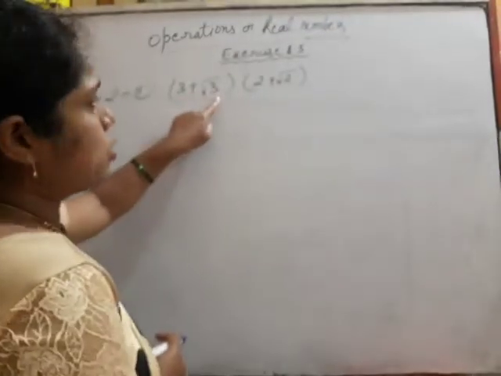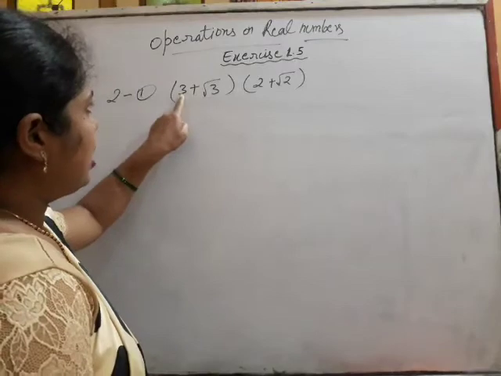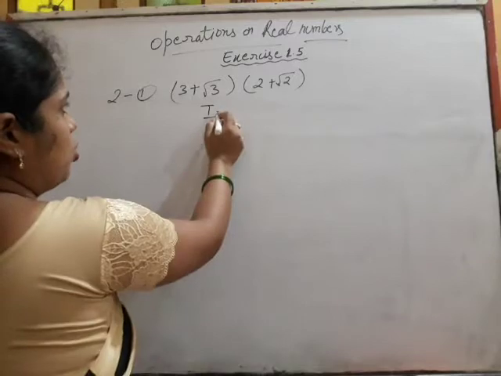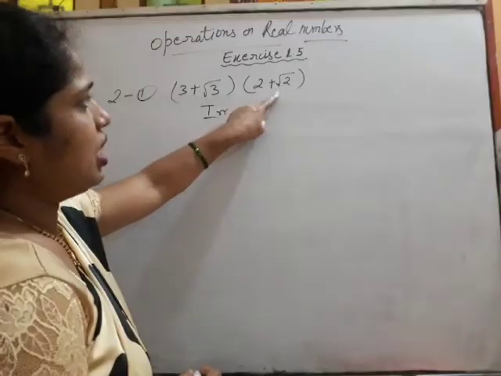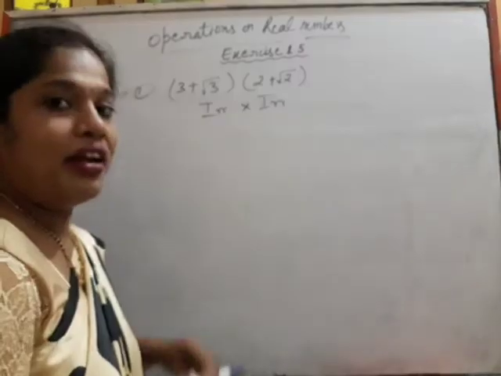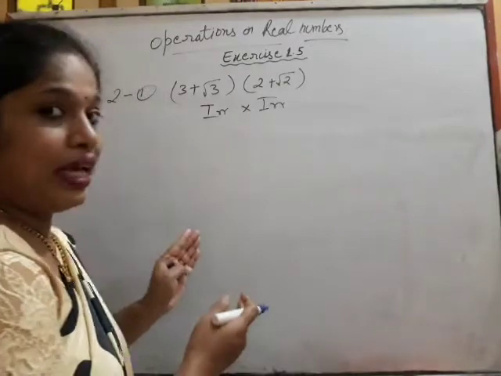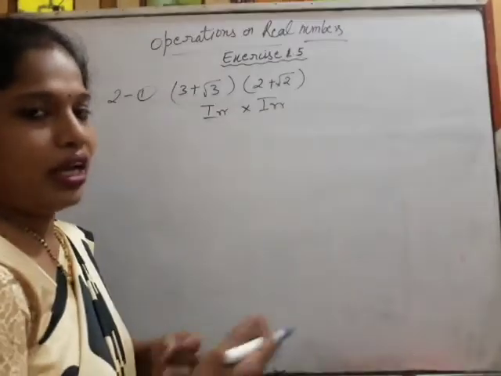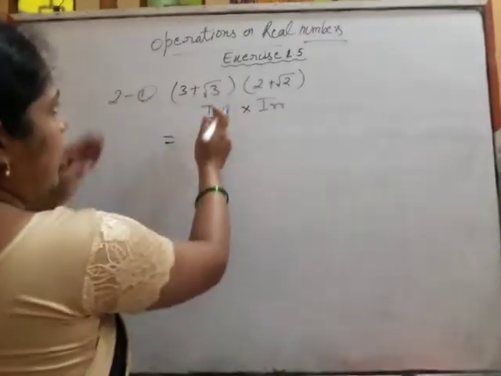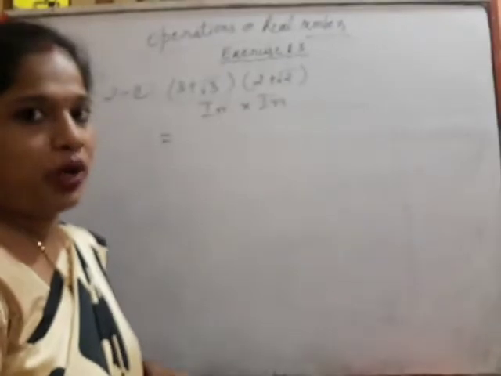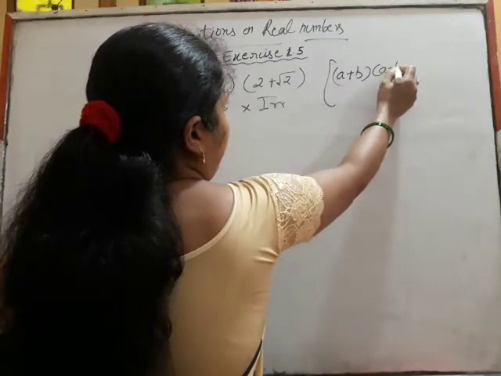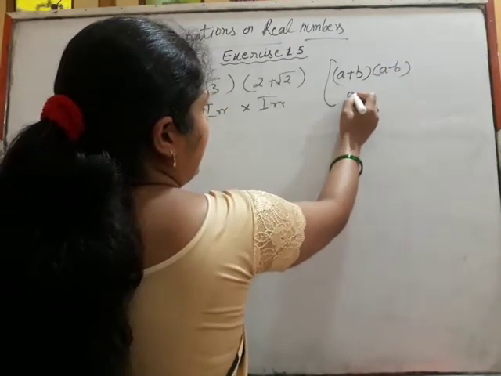So 3 plus root 3 is rational plus irrational, so the whole is irrational. Again here, rational plus irrational, so it becomes irrational. Now we are going to multiply irrational and irrational, and we will see whether the result is rational or irrational. It depends on the situation, as I said in the rules. Now it will not go according to our formula a plus b into a minus b, which gives a square.